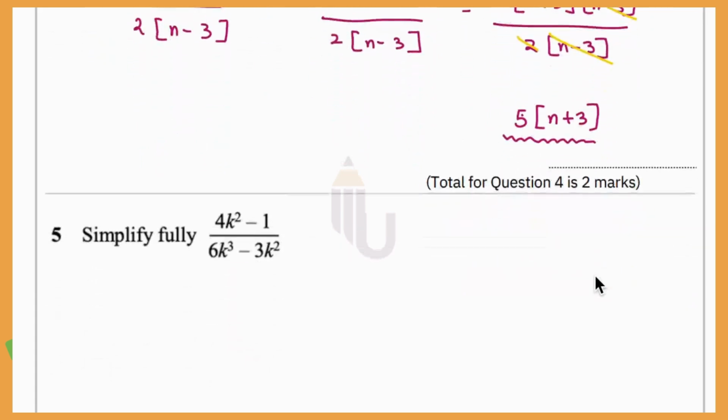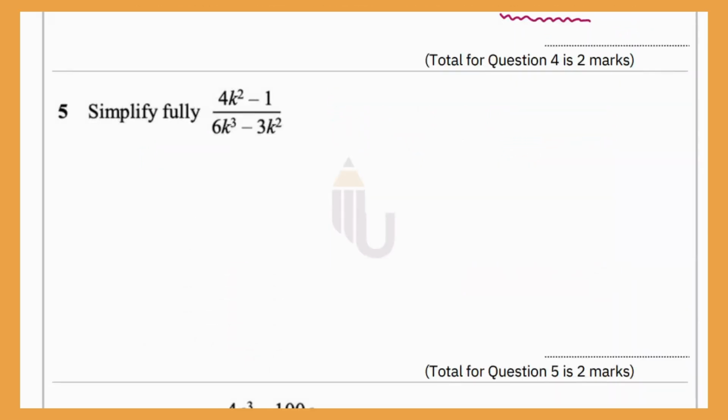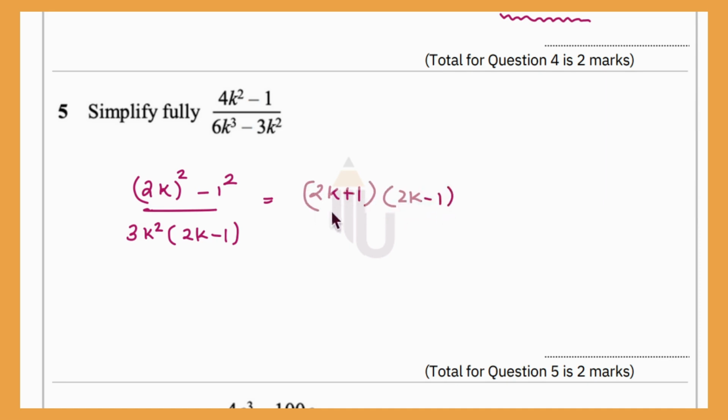Moving further, let us continue with the fifth question. Now in the fifth question, as you can see, 4k square minus 1 can also be written as 2k whole square minus 1 square, and in the denominator I can take 3k square common, so it will be 2k minus 1 left. In the numerator we can apply the property a square minus b square, which is written as a plus b and a minus b, and in the denominator we can rewrite as it is.